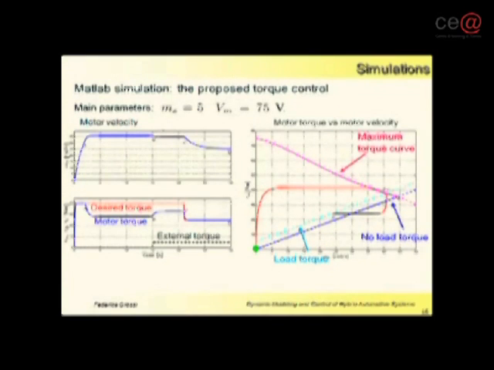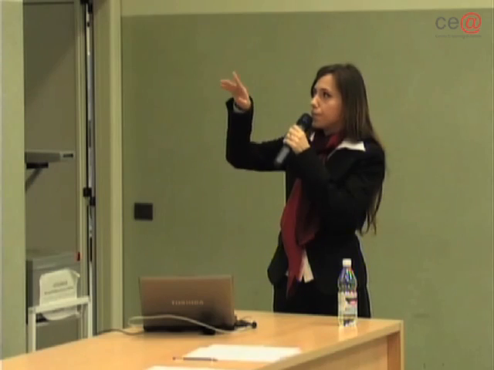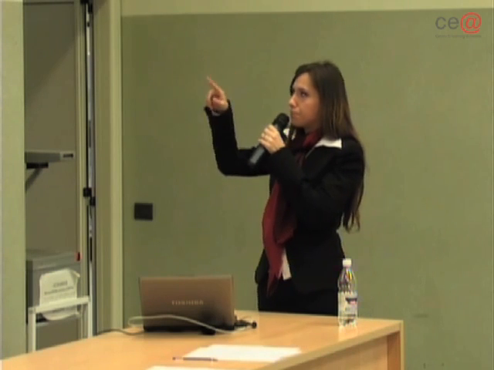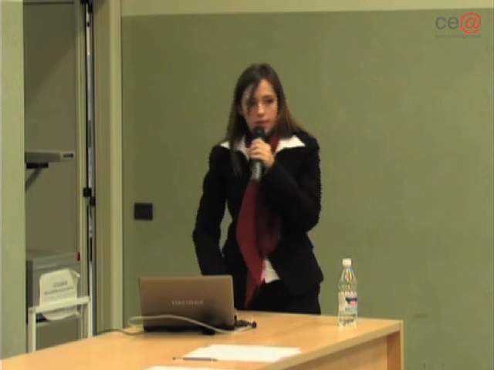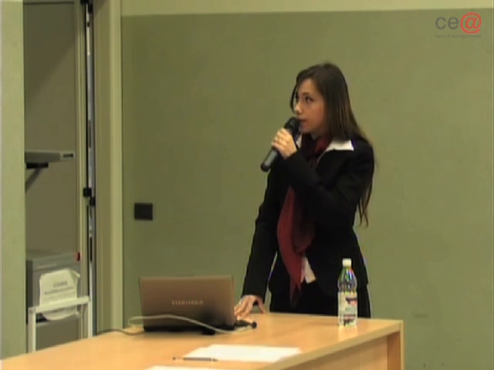Here you can find some simulation results. We see over there the motor velocity and motor torque in different changes during the time of the simulation. And on the right, we see the motor torque versus motor velocity, and the trajectory is the red trajectory pointed out by the green point.